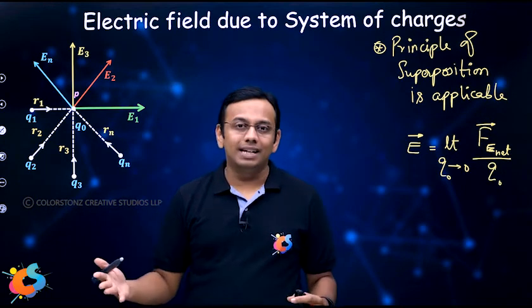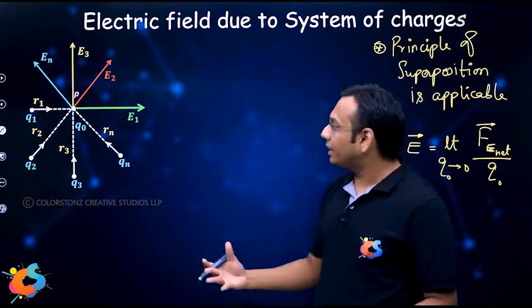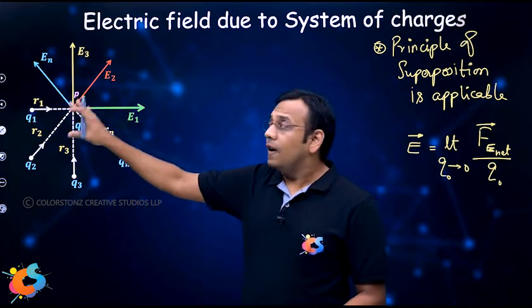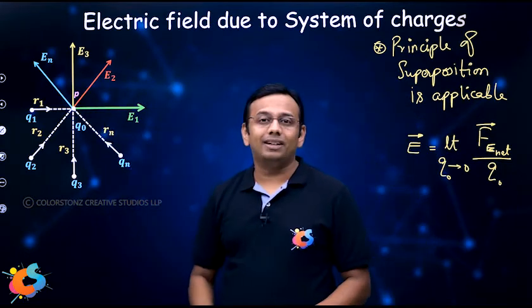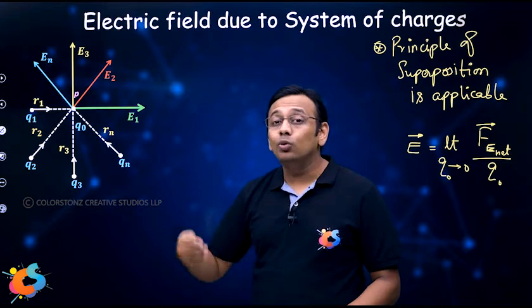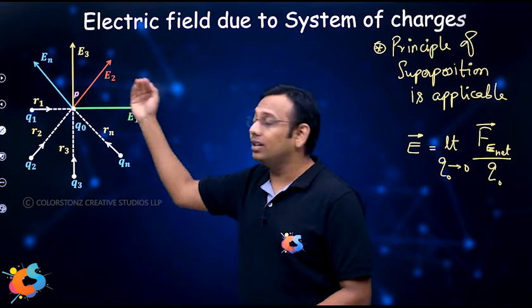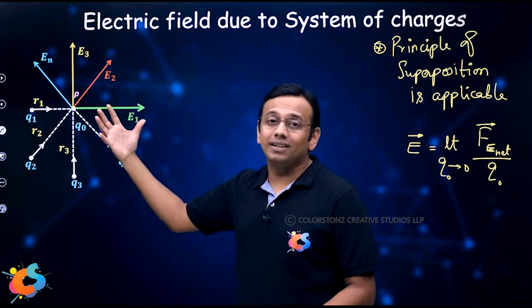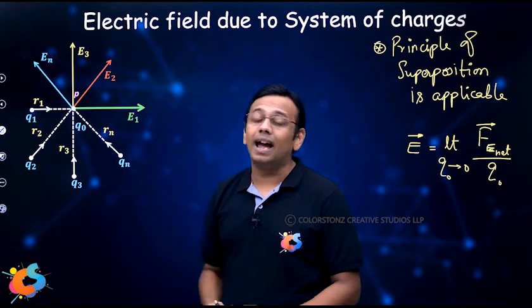But how do we visualize this? This is simple vector addition, and we know if we have to add multiple vectors, then we have to add two at a time. I'll have to add E1 and E2 first, then we'll have to add the resultant of that with E3 and so on.